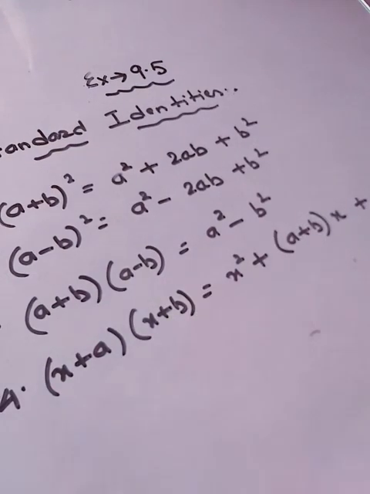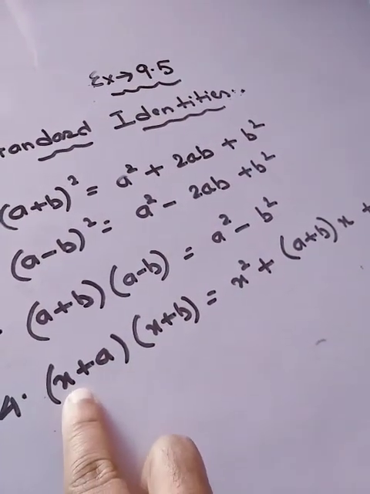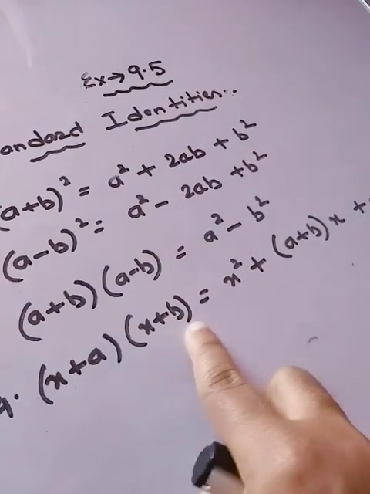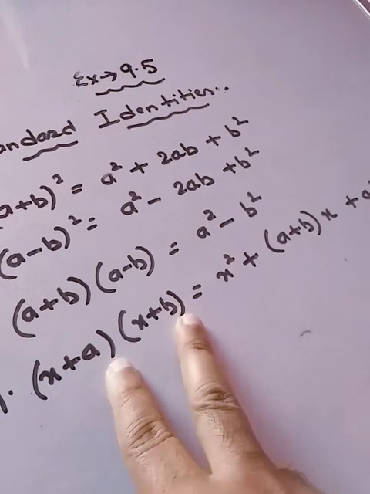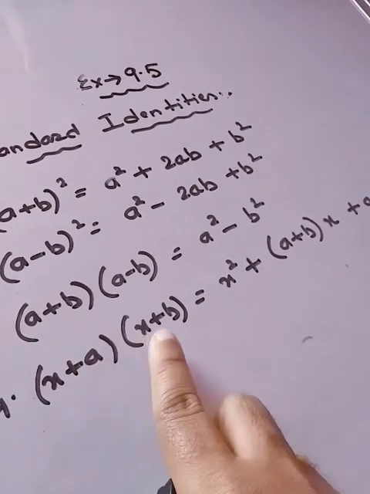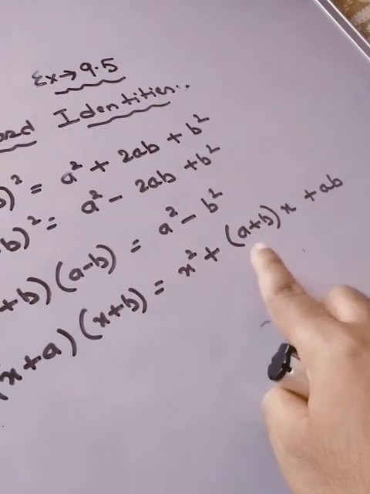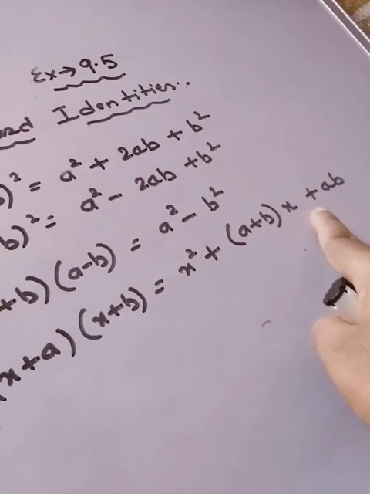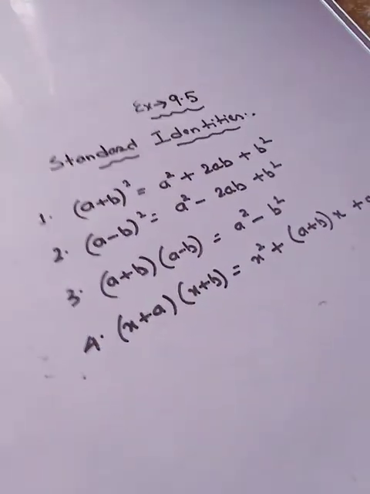and another identity is (x plus a) into (x plus b). Now in this identity you see that the first term, that is x, and the first term of this one, x, are similar, but the second term is not similar, isn't it? So (x plus a)(x plus b) equals x square plus (a plus b)x plus ab. Okay, these are the 4 identities that we'll require.